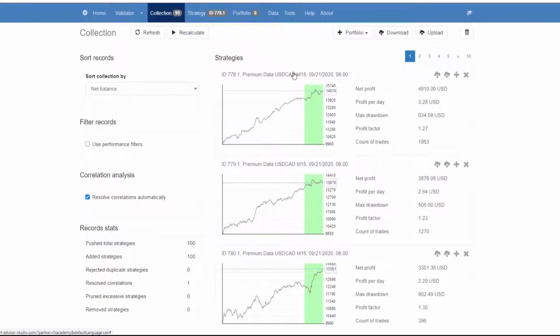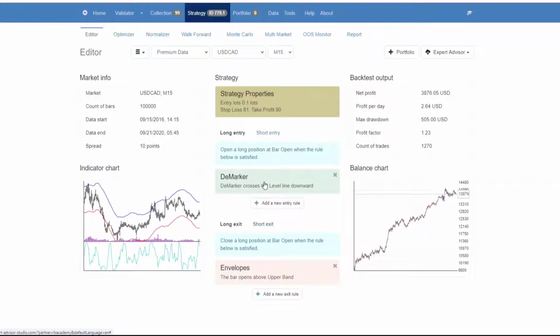Now, in our strategy collection, you will see that each one of the strategies has got its own unique ID number. The first number before the decimal point is what we refer to as the major number, and the small number after the decimal point is what we refer to as the minor number. Now, as you know, the longer you run the generator, the more strategies it will generate for you. And then it will take the top 100 or 200 or 300, however many you have set, and place them in order of the strategies with the highest net balance. And when you click on any of the strategies, it will take you back to the editor.